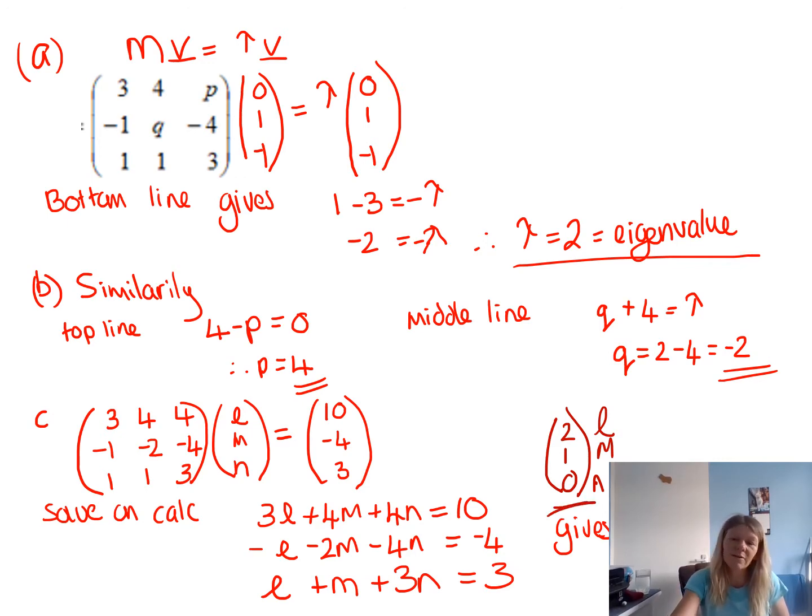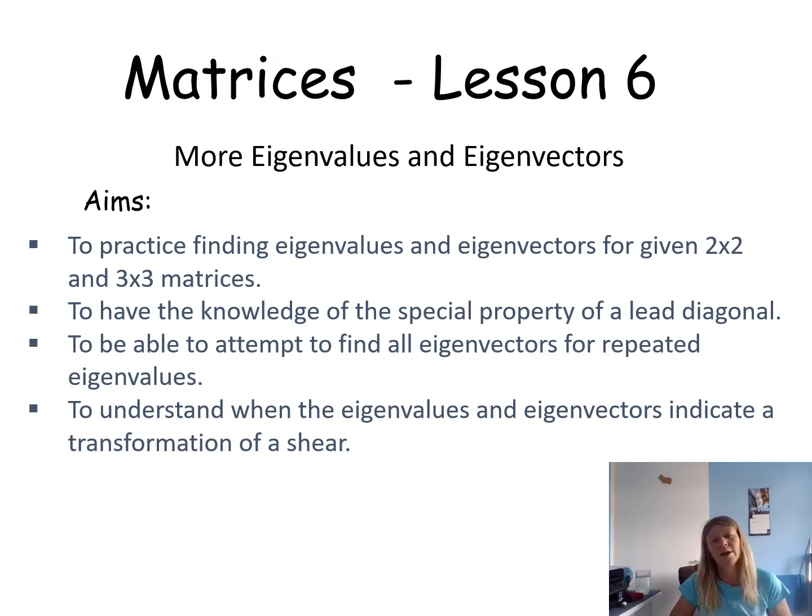Let's look at what lesson 6 brings. It brings more practice in finding eigenvalues and eigenvectors by 2 by 2s and 3 by 3s. We've got to have a knowledge of a special property of the lead diagonal. Ooh. To be able to attempt to find all eigenvectors for repeated eigenvalues. That's when you get the same eigenvalue more than once. And then we've got to understand that when eigenvalues and eigenvectors indicate a transformation of a sphere, not sphere, shear, shear.